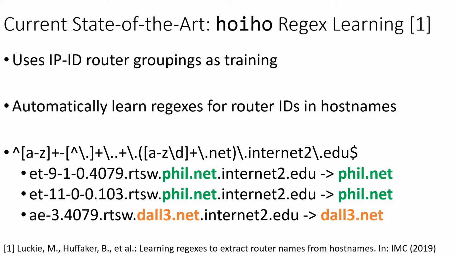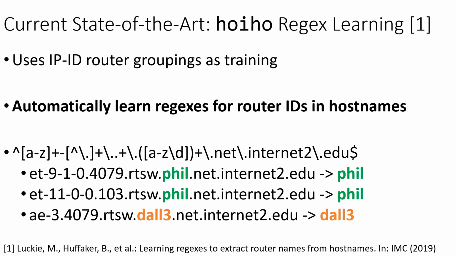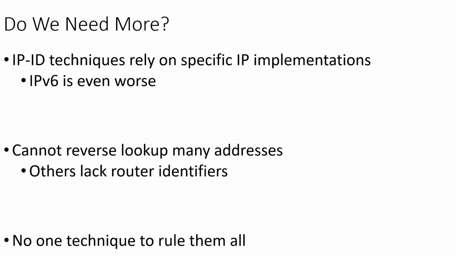And the second technique that I'll include as state-of-the-art is extracting router identifiers from DNS hostnames. Doing this on a large scale was only really made possible recently. And this new tool, called hoiho, uses IP ID alias resolution as training data and automatically learns regular expressions that can extract router identifiers embedded in the hostnames. As an example, Phil and DAL3 at the bottom indicate different routers in Internet 2's network.